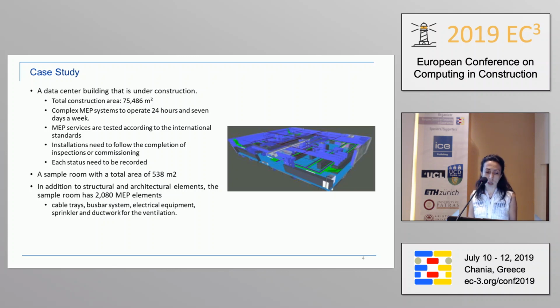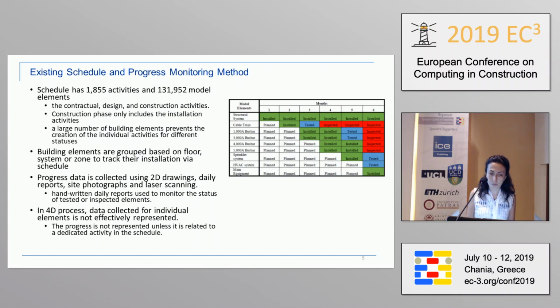The total construction area of this data center was about 76,000 square meters, and we selected a sample room with a total area of 538 square meters. In this room, in addition to structural and architectural elements, there were about 2,000 MEP elements, including cable trays, bus bar systems, electrical equipment, sprinklers, and ductwork.